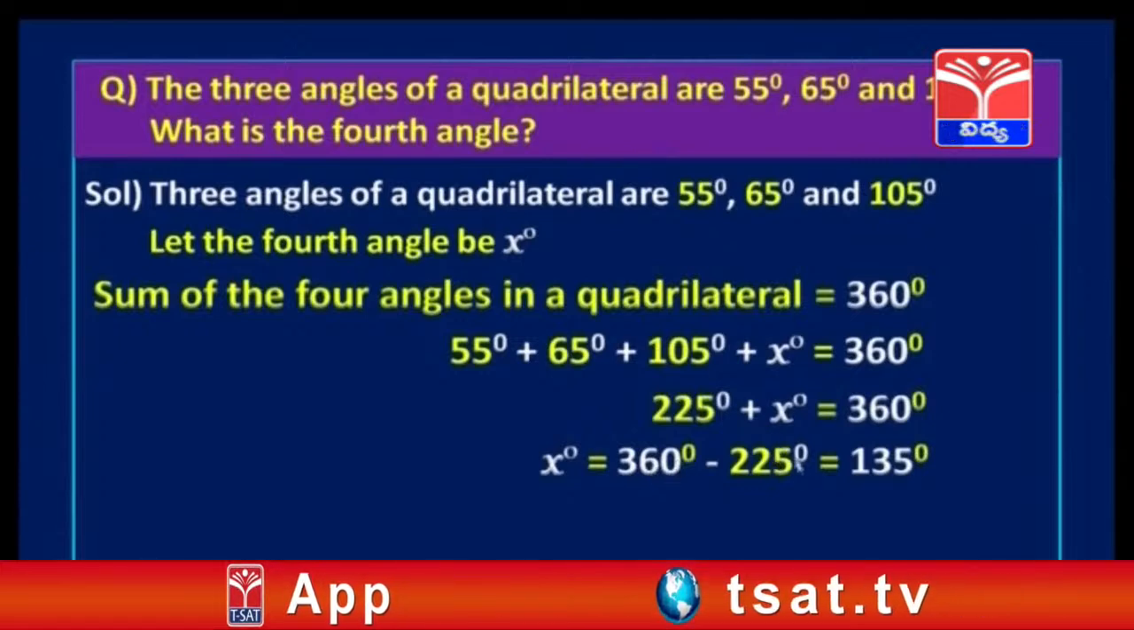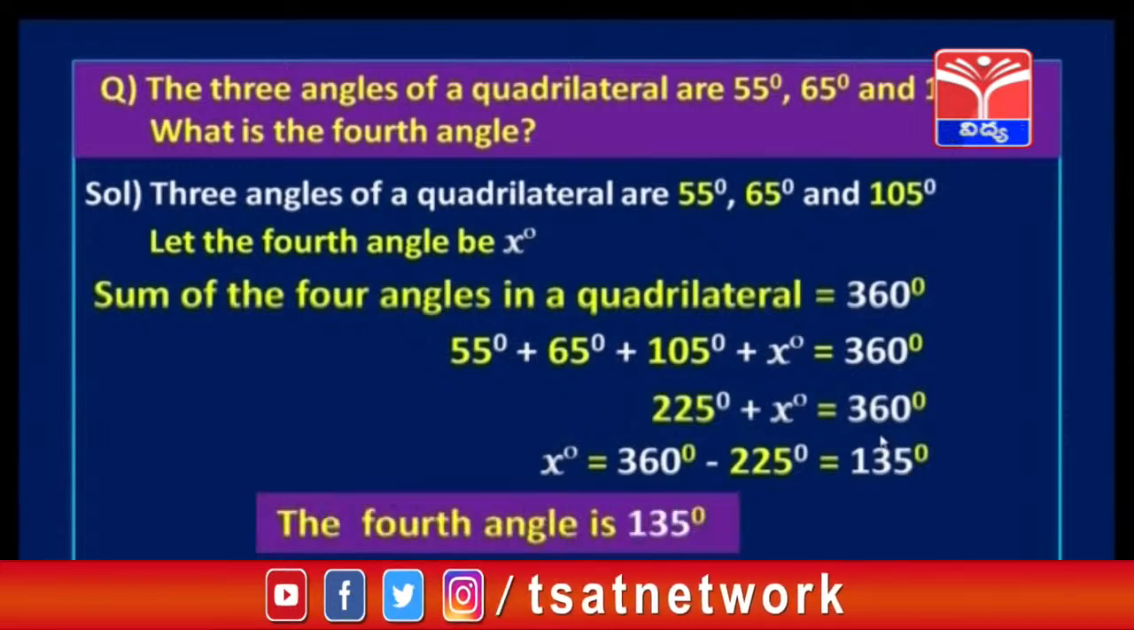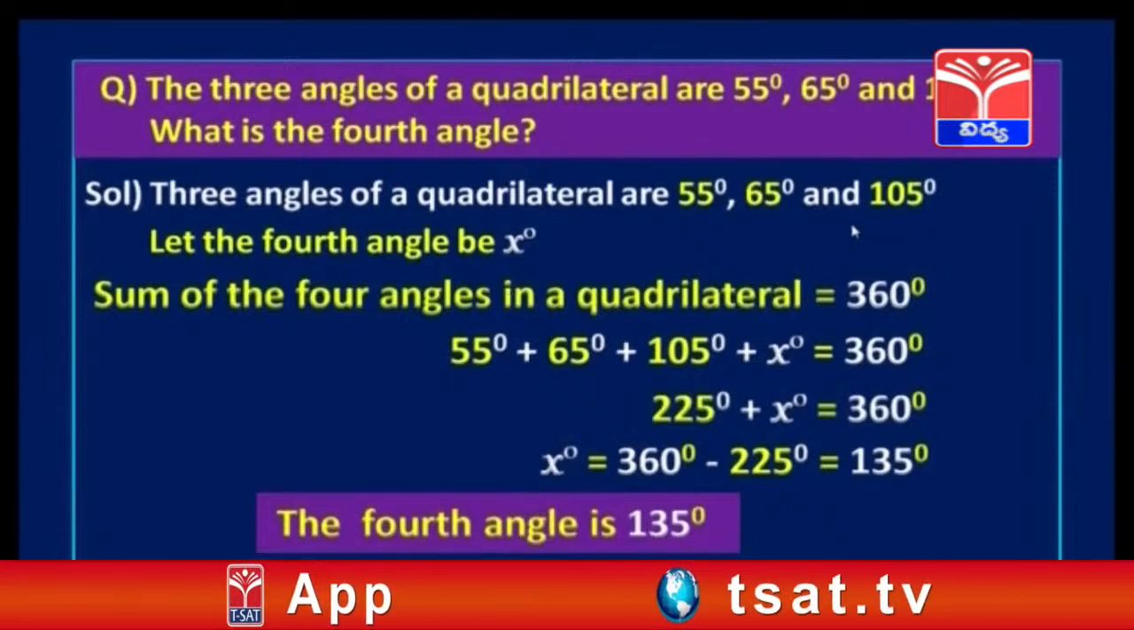minus 225 degrees. Children, if it is here plus, if it is going to the right hand side, it will become minus. So 360 degrees minus 225 degrees. What I am getting, children? Yes, I am getting 135 degrees. So what is the fourth angle? Yes, it is 135 degrees. Children, like this, you can find unknown angle measurement using angle sum property of a quadrilateral.